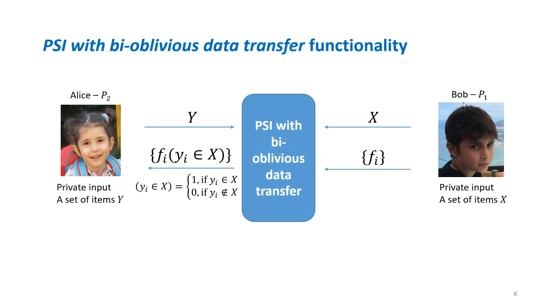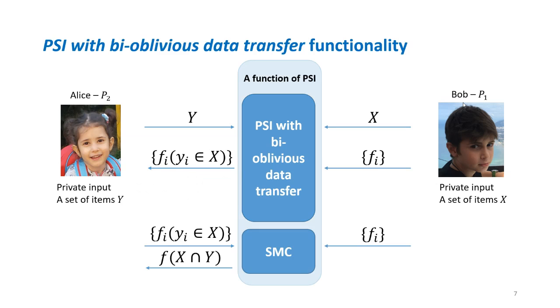These functions can be, for example, encryption of the membership result. Actually, the membership result is just 1-bit information. These functions get the 1-bit information and, for example, output an encryption of it. The advantage of PSI with oblivious data transfer functionality is that it allows construction of secure two-party protocols that output a function of the intersection.